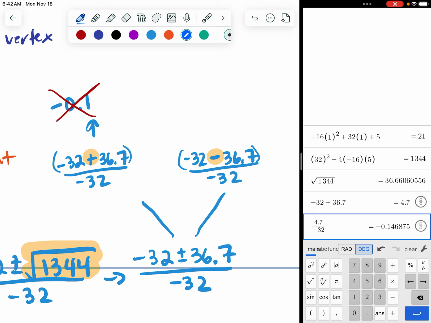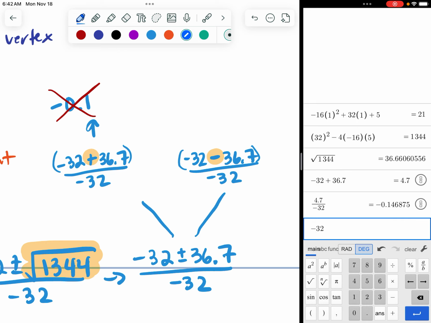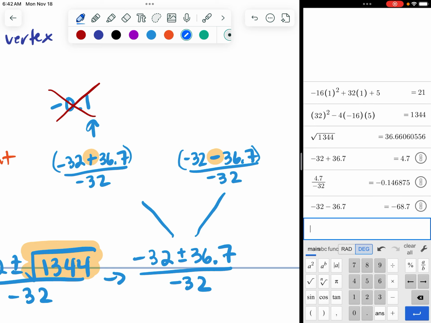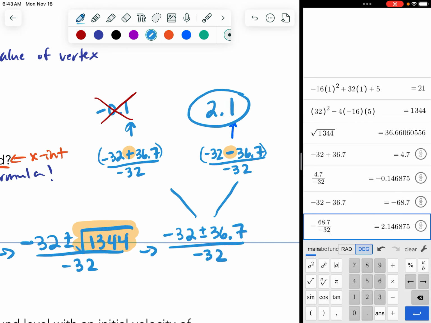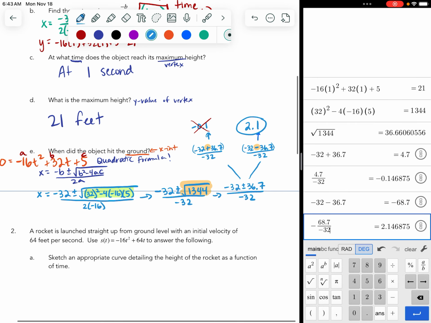Okay, so I'm going to do the other one. Negative 32 minus 36.7. Okay, I get negative 68.7. So I'm going to do that divided by negative 32. Okay, this answer, again, I'm going to go one decimal place. I get 2.1. That one makes more sense, right? When did the object hit the ground? That's at 2.1 seconds.